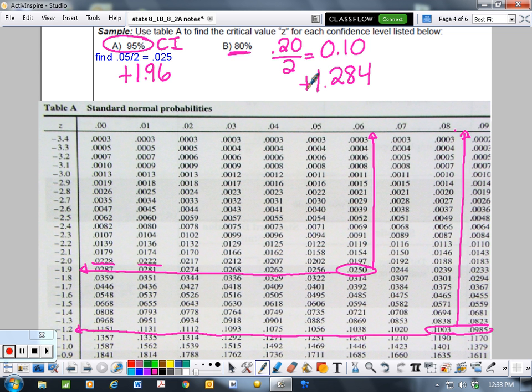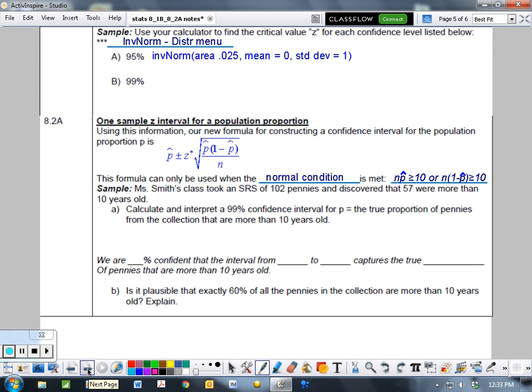Okay, so the table is fine and dandy. Out of 3 years of teaching, I've only met 2 students who prefer a table to a calculator. And so what we're going to do now is talk about, well, how do I do that in the calculator? And we use the inverse norm in the distribution menu.